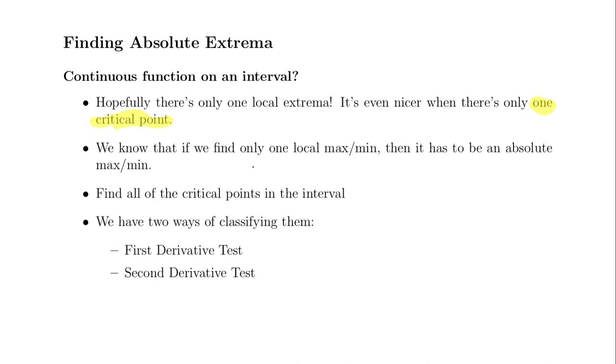So if we really just have that one critical point or one local extrema, then we know that whether it was a local maximum or local minimum, it was going to be the absolute version of that. So we have this single point of interest, and it's going to be the absolute max or min, depending on which one it is locally. So to find those, we know that those show up at critical points. So we'll go ahead and find all the critical points in the interval, and then we have to figure out if they're local maximums or minimums.